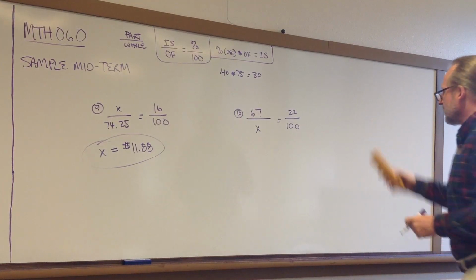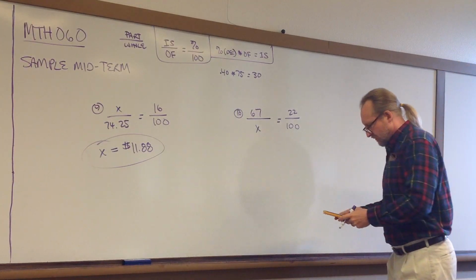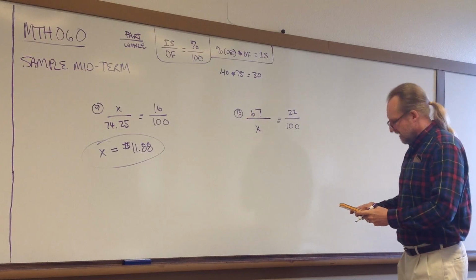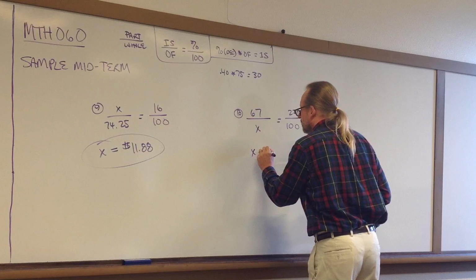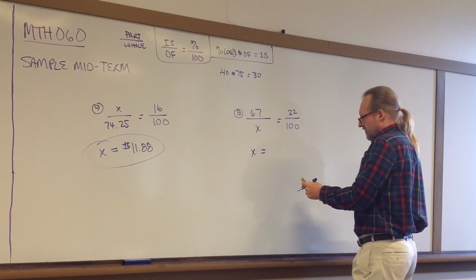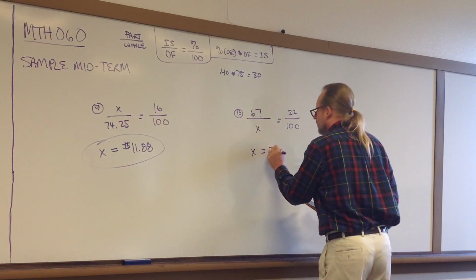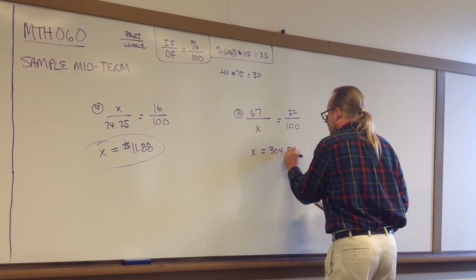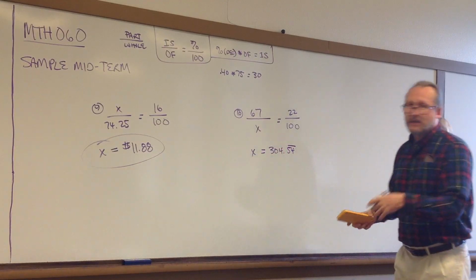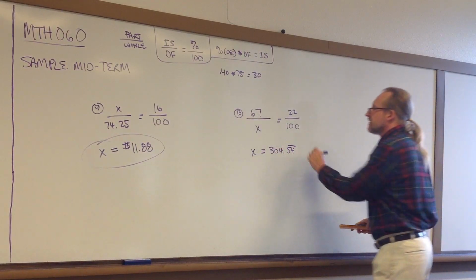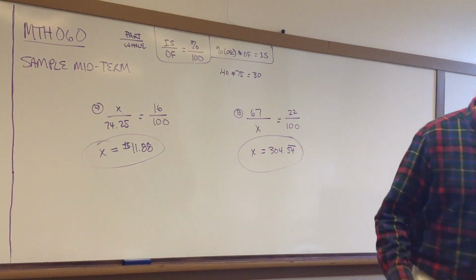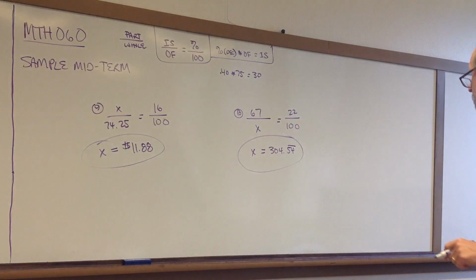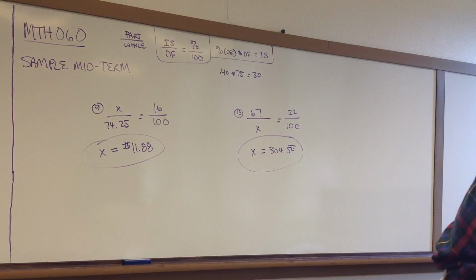All right, so now that we've got it set up, we do 67 times 100 and divide that by 22. And here's another place where we would want to round. Although this is a repeating decimal, 304.54 repeating. So we actually don't have to round this one. Just put a bar over the repeating part. Okay, let's see here. Problem 11.